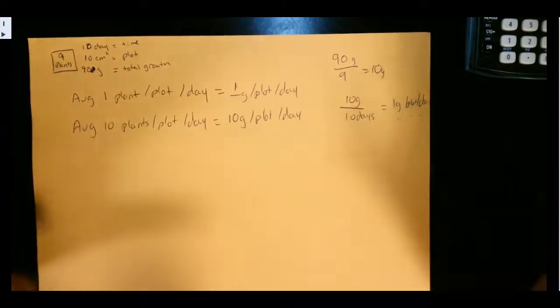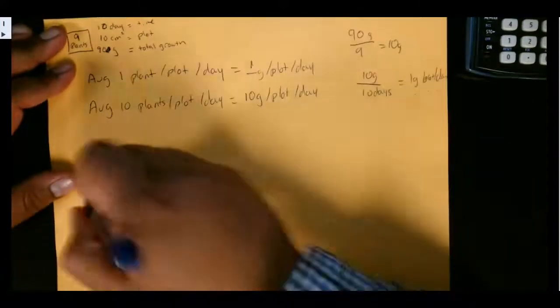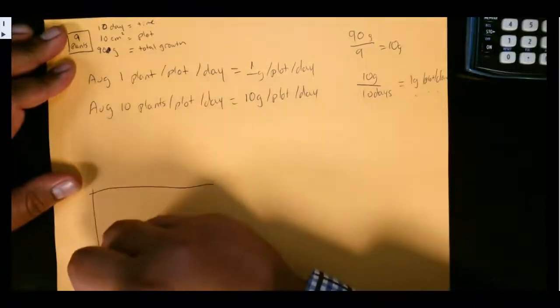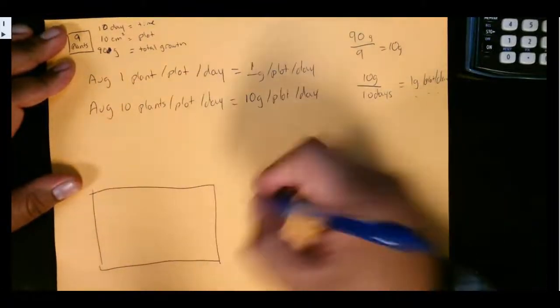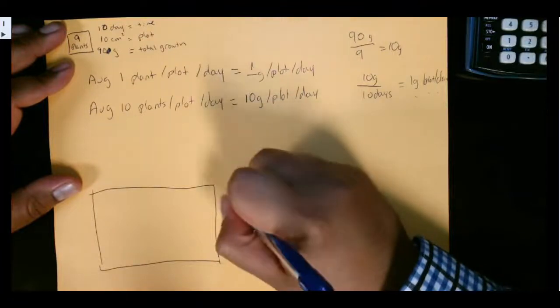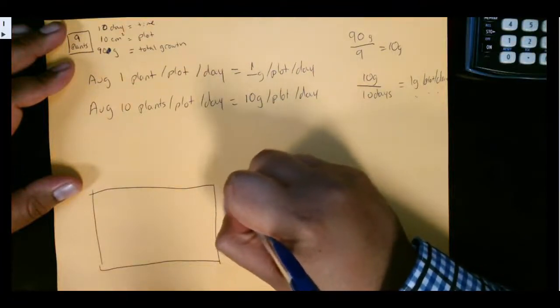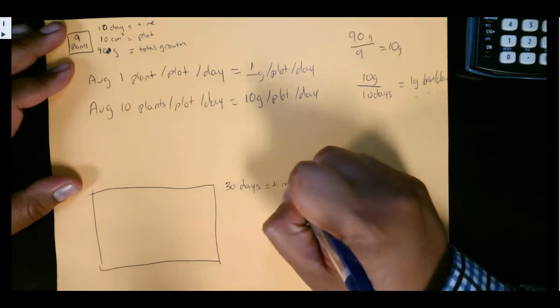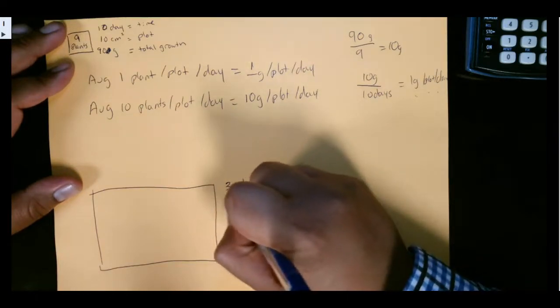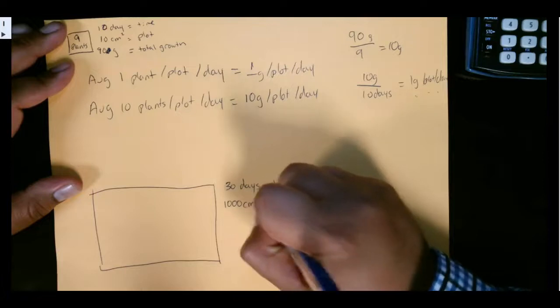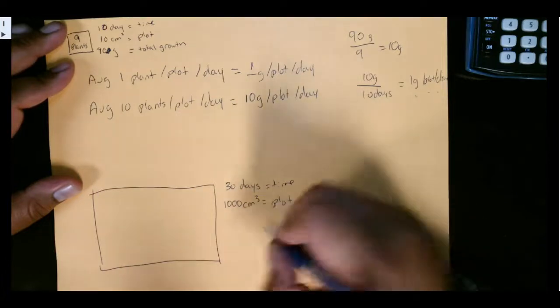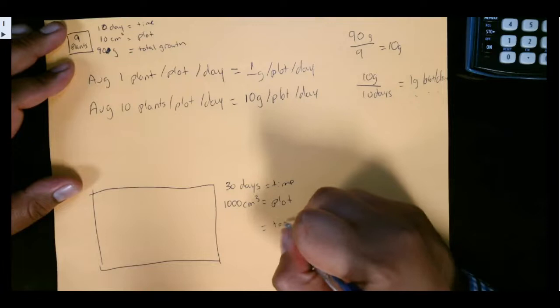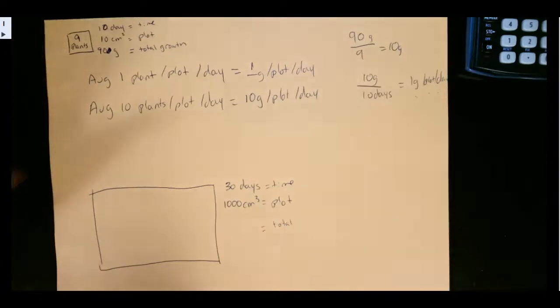All right, so now I'm taking a much bigger plot and a much longer time. So in this one, I'm going to say 30 days is going to equal the time. My plot size is going to be 1,000 centimeters cubed. And then what is the total growth going to be over that time period?